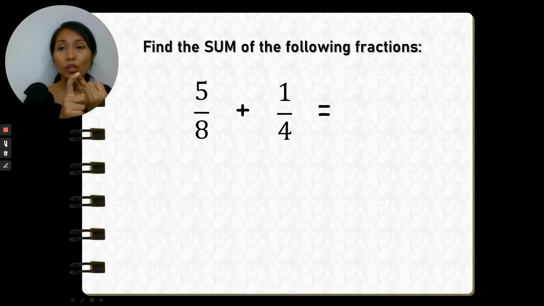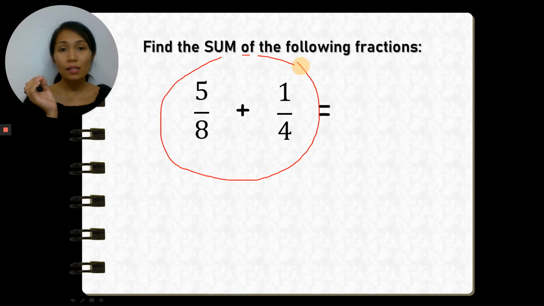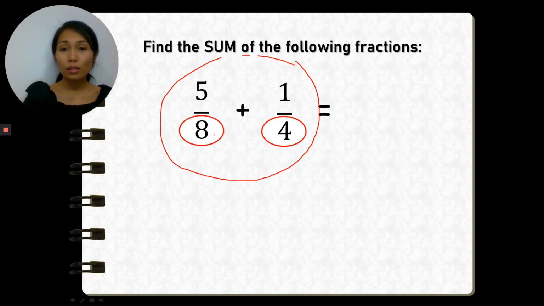The second one, actually, is not applicable to all fractions, but we can use this if you encounter fractions like this. If you notice their denominators, 4 is a factor of 8, right? So that means you don't need to find the LCD here. You can just use the 8 right away as the new denominator. So we don't need to go to finding the LCD anymore. We can just proceed to the new denominator 8 right away.